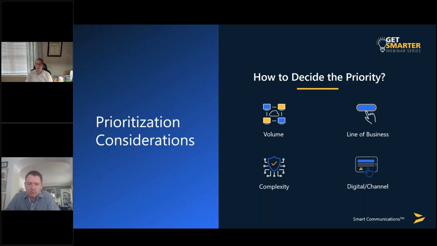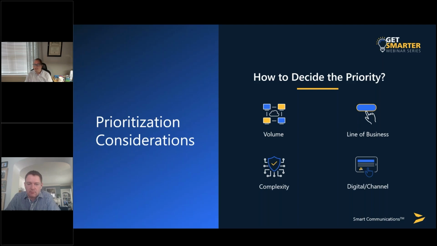And also the opposite way. Sometimes you dip your toe in the water. You start with a simple letter and get that going on SmartCOMM to prove out the functionality. So you can go one of both ways, but complexity is often a consideration in the prioritization of that migration.